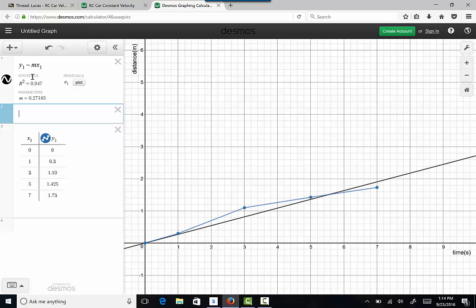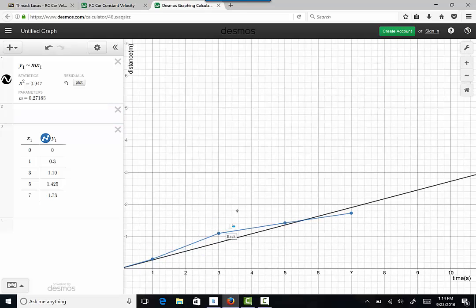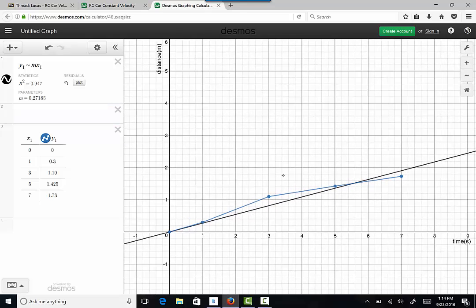And you can see that over here. Whoops, sorry, I didn't mean to move that. You can see that over here at the 3-second mark where it's quite a bit away from the best fit line. So this m, though, they also tell you what the slope is. The slope in this case is 0.27185. Well, our data only went to the second and third decimal point, so we aren't going to keep going here. We're going to round this to be 0.27.